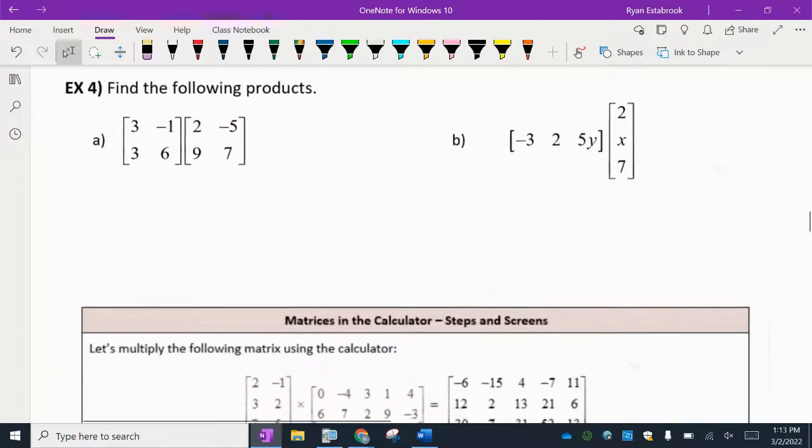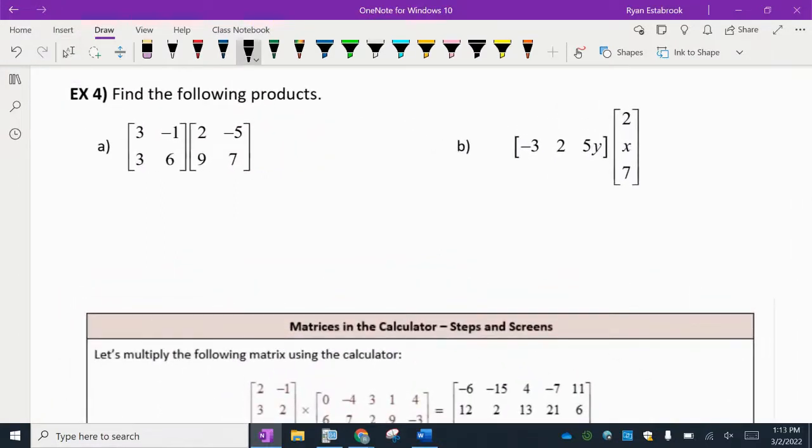Let's take a look on the next page. Rather than spending a lot of time looking at someone else's example, let's go ahead and do our own. A lot of this can be done on the calculator, and we are going to use the calculator for that. I still want you to understand how to do this, especially for the smaller ones, because sometimes you're going to have variables, and you have to understand how they multiply. So in this first example, we have a 2 by 2 matrix being multiplied by another 2 row by 2 column matrix.